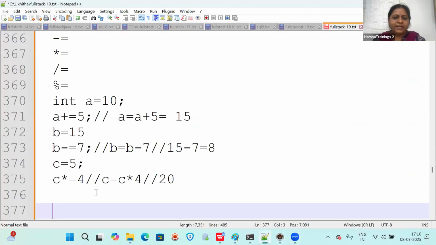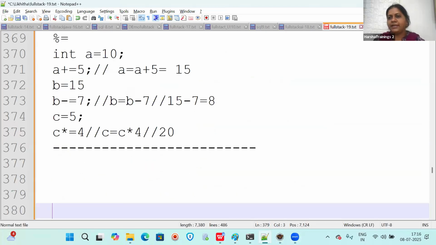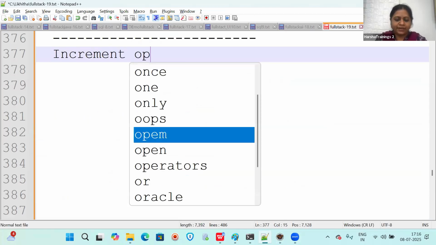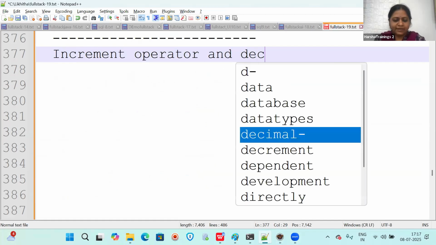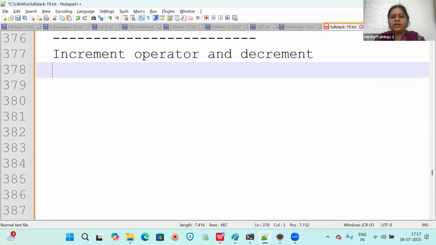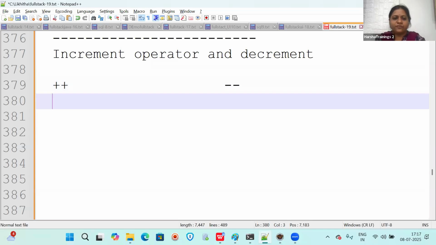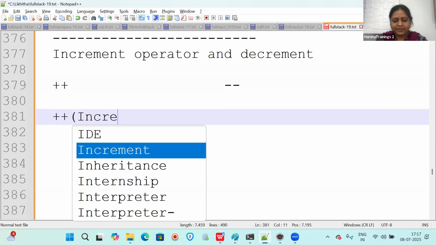And the next operator, we have seen arithmetic and then what? Assignment operator. And then next you have the increment operator. What is that? Increment operator. And then decrement operator. Increment and decrement. So what is this increment operator? Plus plus. Decrement operator means minus minus. So first we will see about the plus plus operator, that is increment.